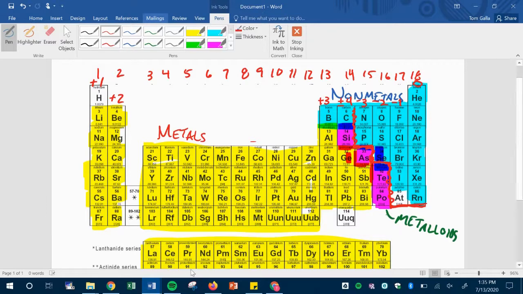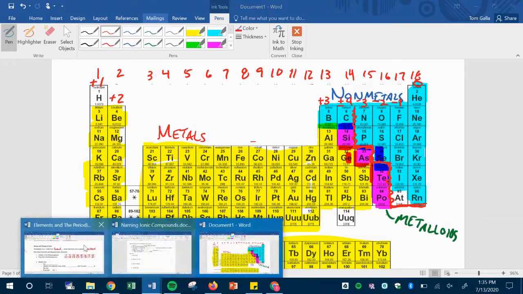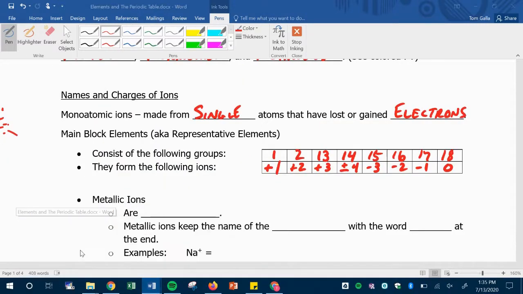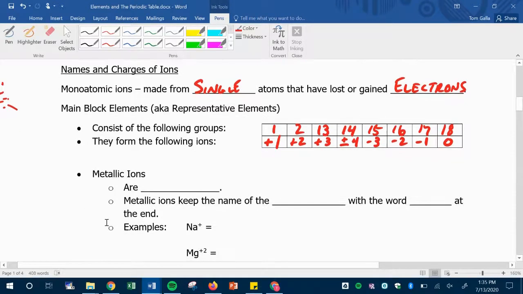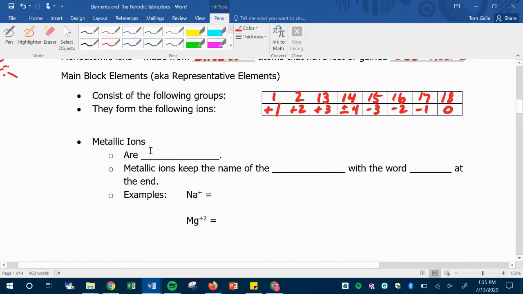And so let's switch back now to our notes. And when it comes to our metallic ions, all of our metallic ions are what we call cations. Now, cations are positively charged ions. And if it helps, remember cations are positive. I know, it's my one good joke.